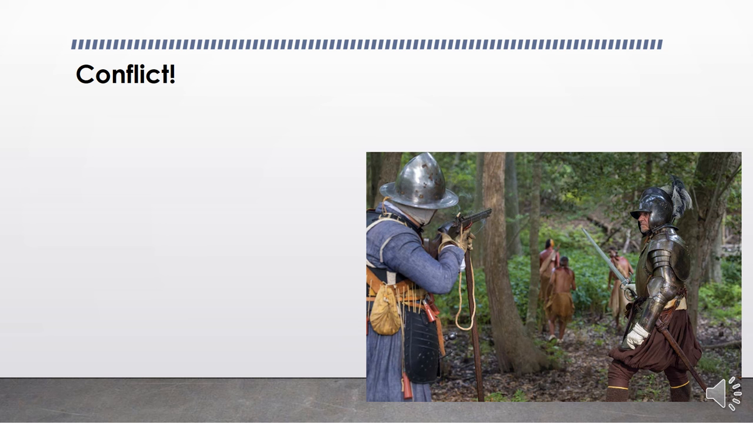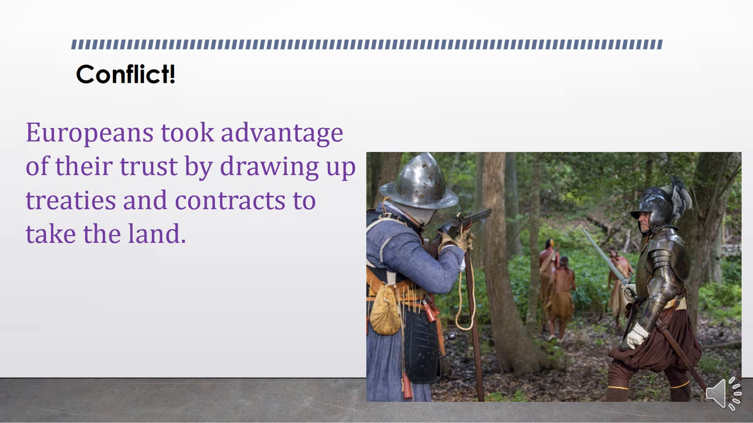Over time, the Europeans begin showing the Native Americans that this land is no longer theirs like it had been for thousands of years, that it is now the Europeans'. So the Europeans take advantage of the Native Americans' trust by drawing up treaties that are written in a language that the Native Americans cannot read and cannot understand.